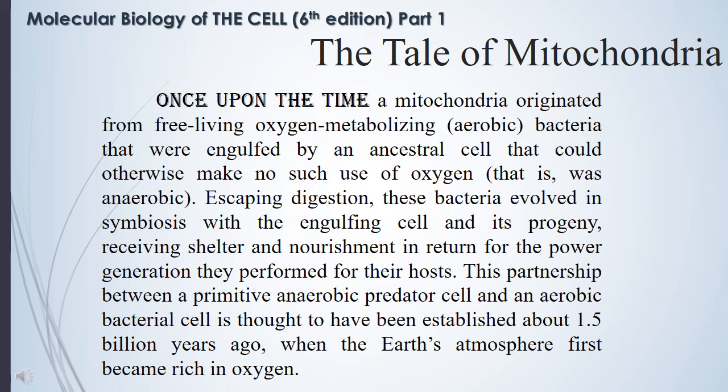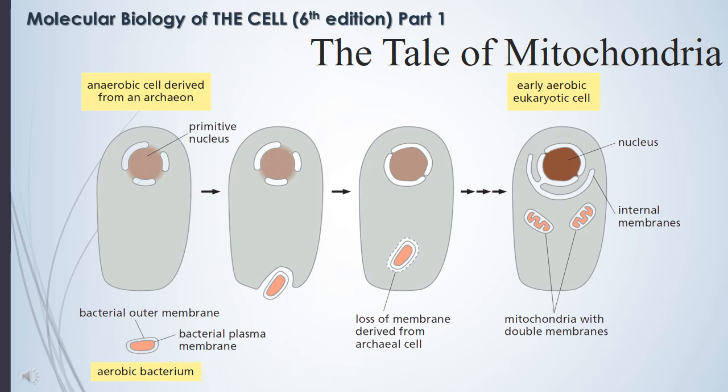So this relationship between the primary anaerobic predator cell and an aerobic bacterial cell is thought to be established about 1.5 billion years ago. That's when the Earth's atmosphere first became rich in oxygen. So here is the tale of mitochondria in a cartoon representation. So we have the anaerobic cell that basically has a nucleus and basically nothing else. It phagocytoses a bacteria that is able to make use of oxygen in the environment.